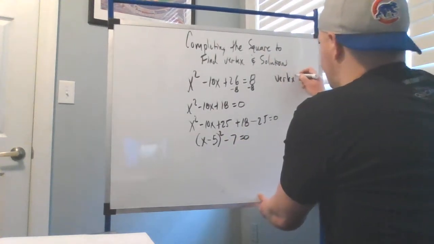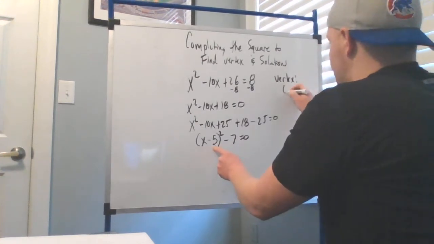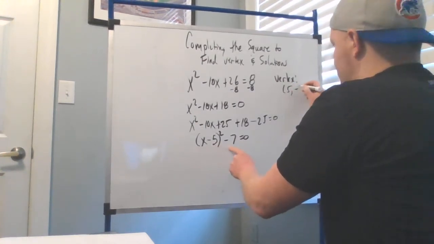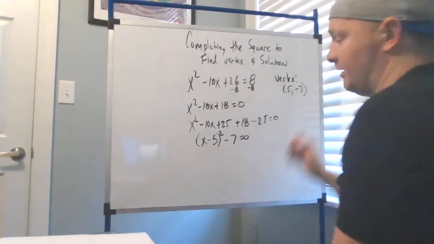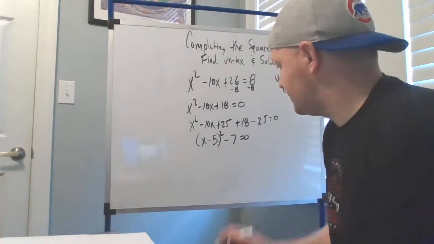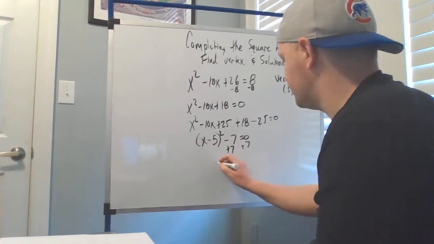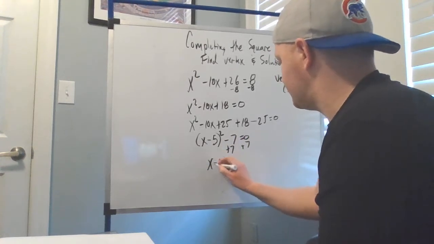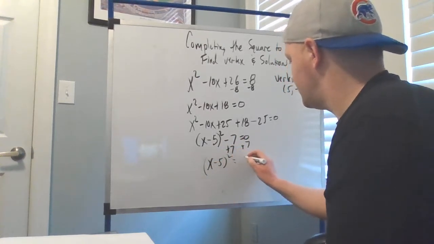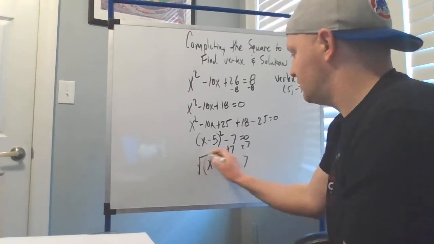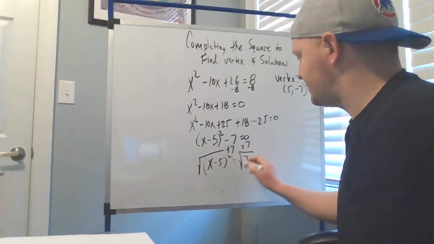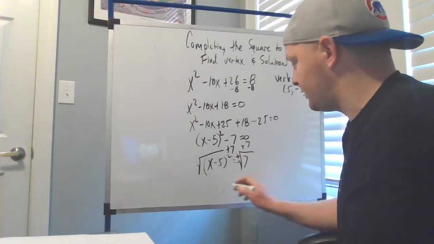So our vertex is the opposite of this, so this is going to be 5, negative 7. Now let's find our solutions, okay? So solve this just like we've been doing. Add 7 to both sides. X minus 5 squared equals 7. Square root of both sides. Again, don't forget to do your plus or minus.